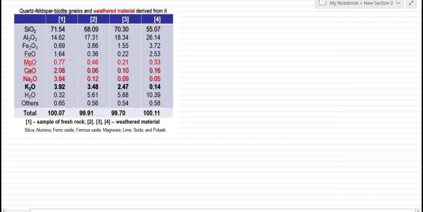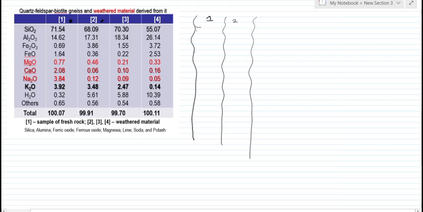So for this particular case, sample one is the fresh rock, and I'll take sample two as the weathered material of the rock. You first have to make sure you convert all these values to 100. Let me draw a column of a table over here and name it sample one. I'm just going to show you how to convert these samples to 100. We are not going to do it for everything, but the whole idea is for you to learn how to convert this to 100.